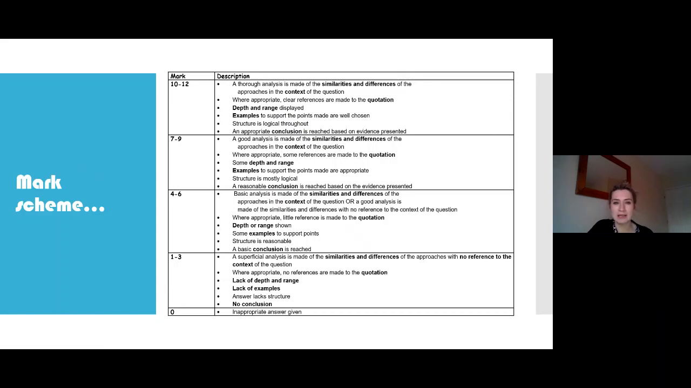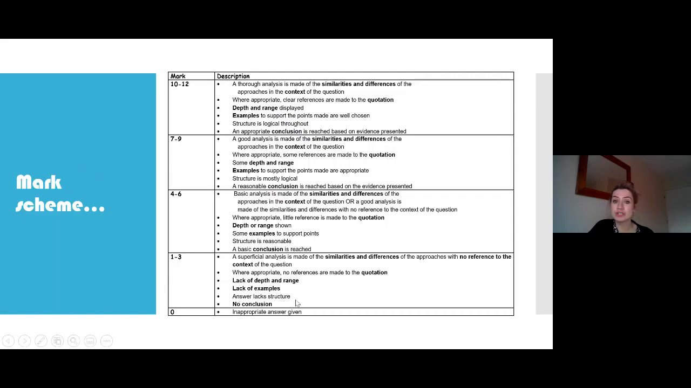So no evidence from the biological approach, or you're not demonstrating your knowledge of the positive approach. Where appropriate, no references are made to the quotation. So again, you haven't really answered the question. You're just stating things that you believe. Lack of depth and range. Lack of examples, and examples are really, really important in this, and I'll go on to that later on.